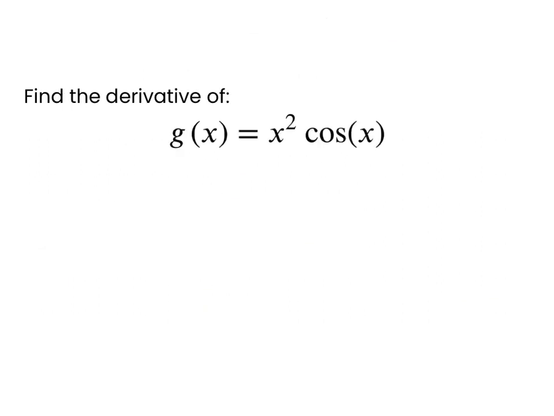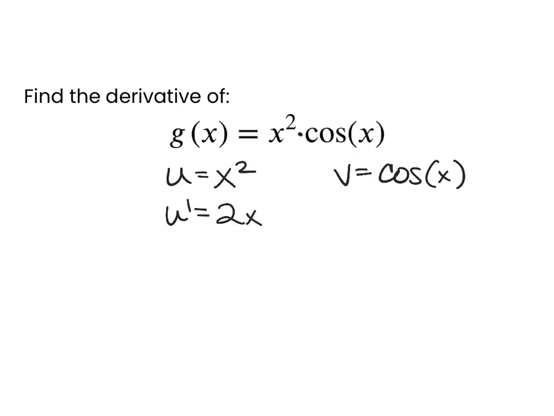Next problem wants you to find the derivative of x squared times cosine of x. Now I notice that this is 2 different functions multiplied together, so that means I use the product rule. The product rule is u's and v's. I know I'm going to need the derivative of both of these, so we'll go ahead and do that real fast. 2x and negative sine of x.